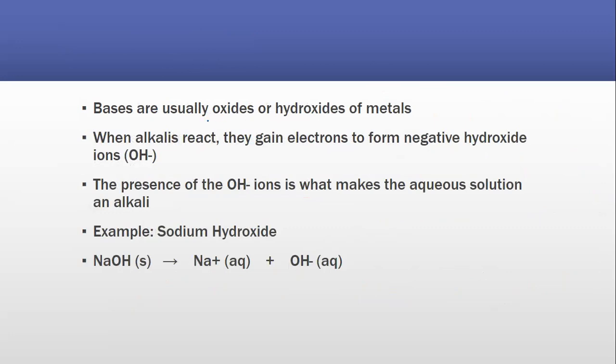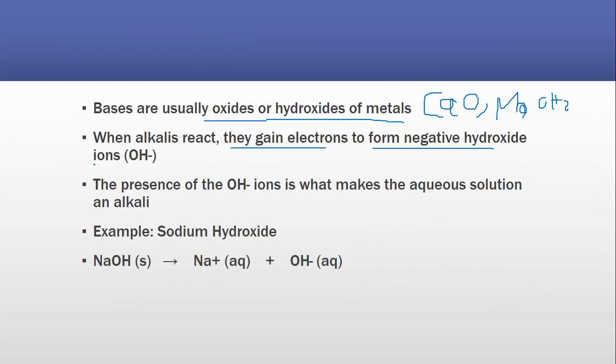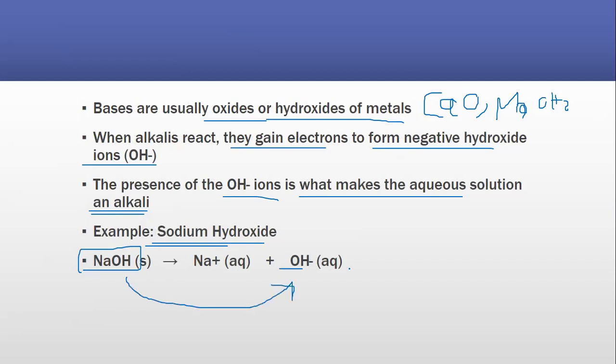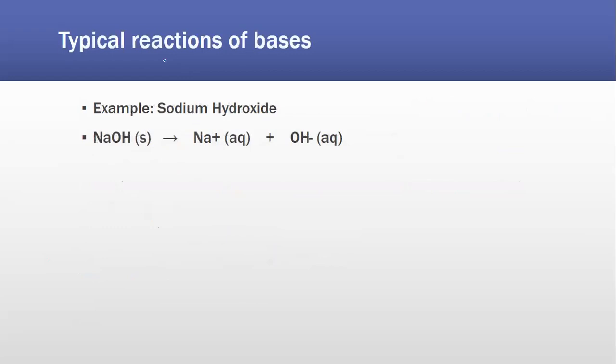Now bases are usually oxides or hydroxides of metal. For example, calcium oxide is a base, magnesium hydroxide, ये hydroxide oxides सारे bases हैं. So when alkalis react, they gain electrons to form negative hydroxide ions, OH-. The presence of the OH- ions is what makes the aqueous solution an alkali. For example, sodium hydroxide है. Sodium hydroxide would always dissociate to form OH negative ions. So how many reactions are there for bases? अभी हमने acids के कितने reactions देखे हैं. Now we'll talk about some reactions for bases.